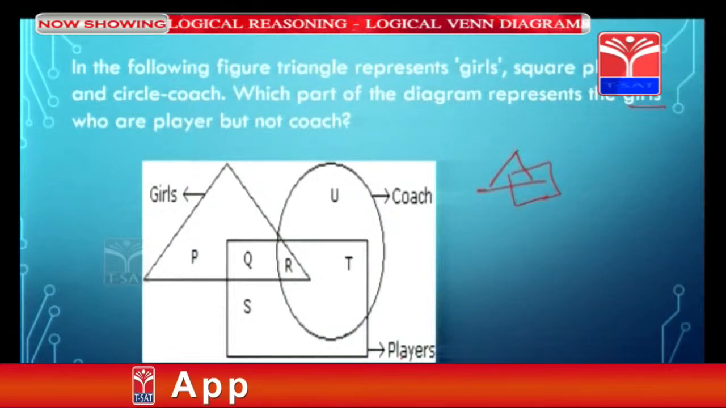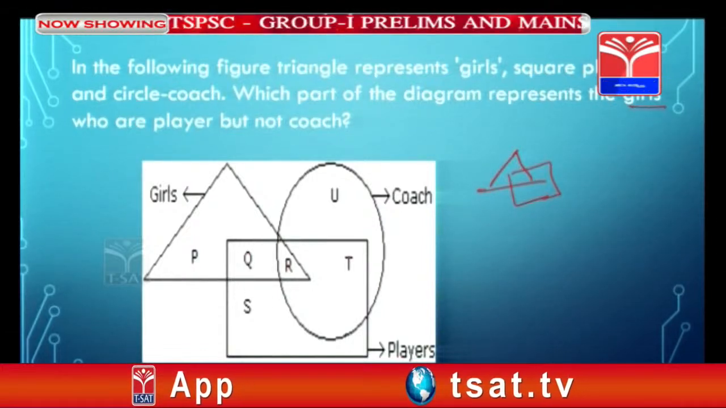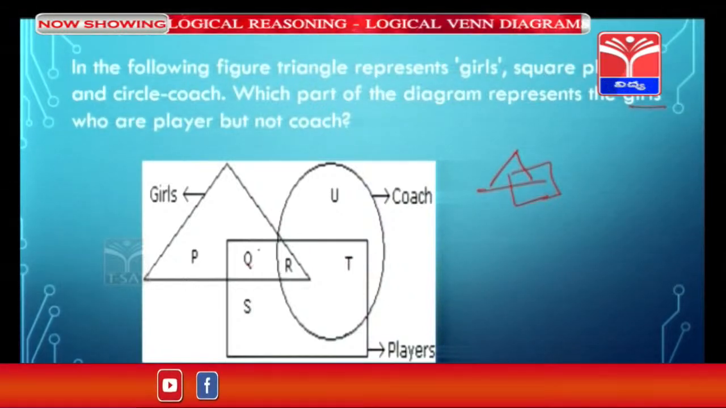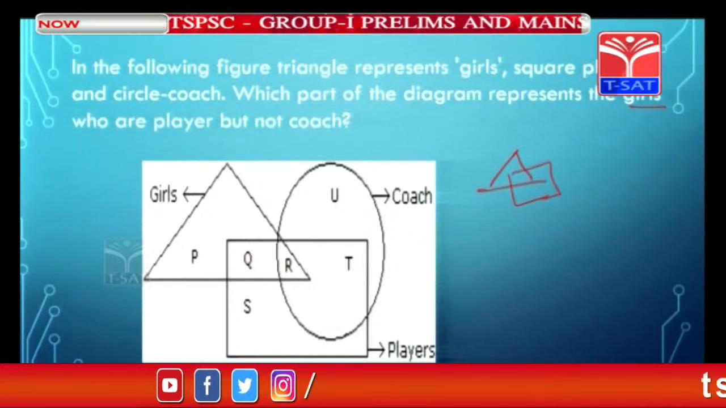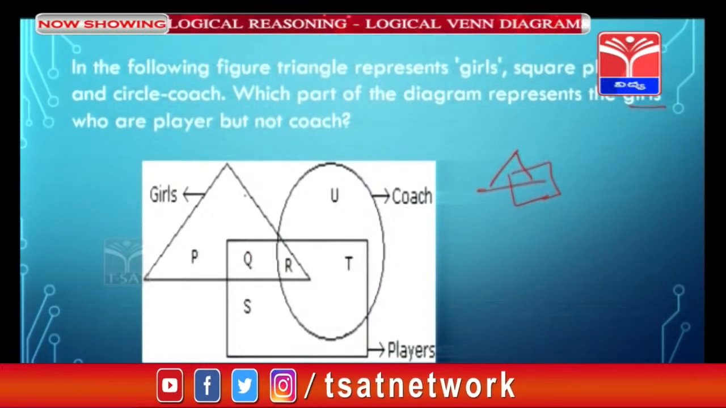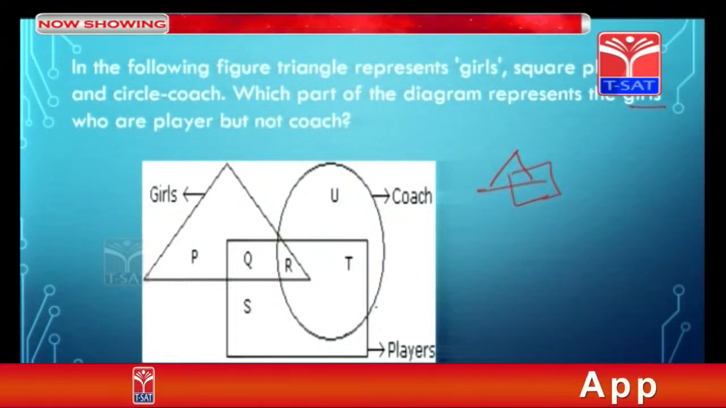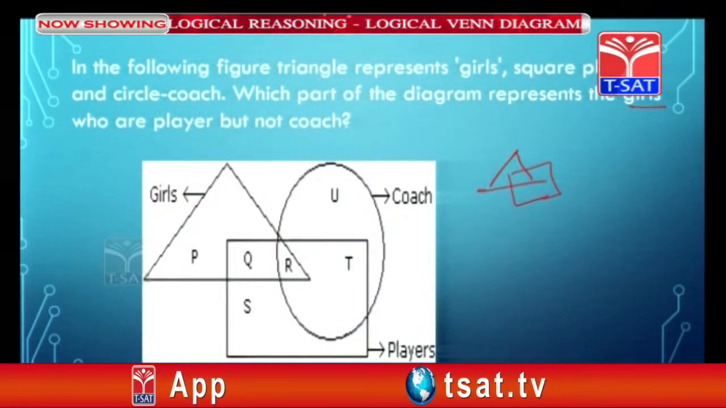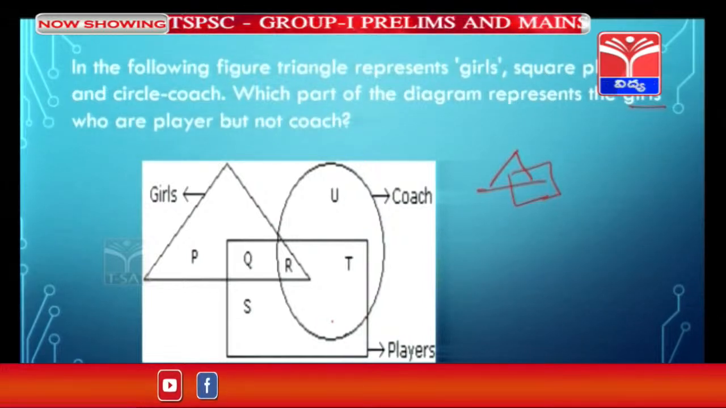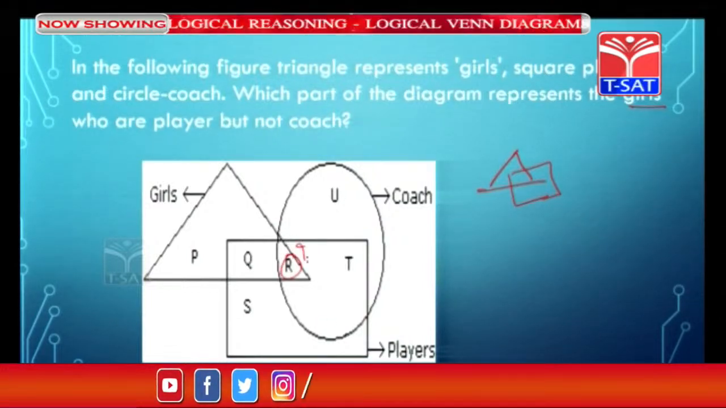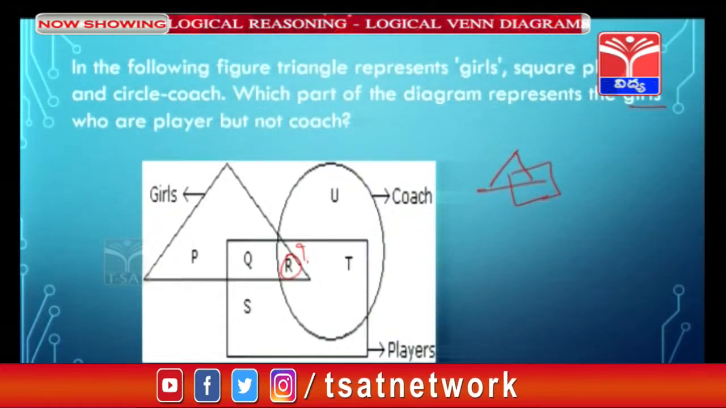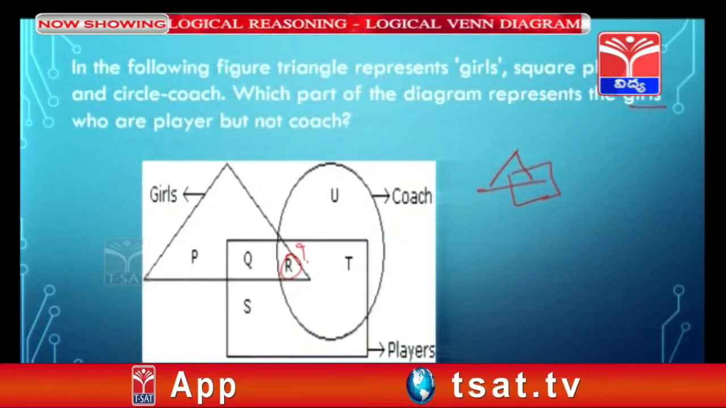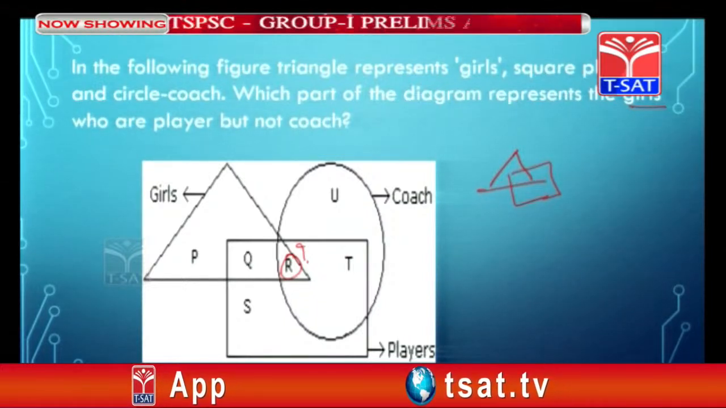So, here when you take Q, R, S, T, they are totally different. There is a possibility Q belongs to triangle and square. If you consider R, it belongs to triangle, square and coach. What is R? R means the girls who are players and also coach. What is Q here? The girls who are players.